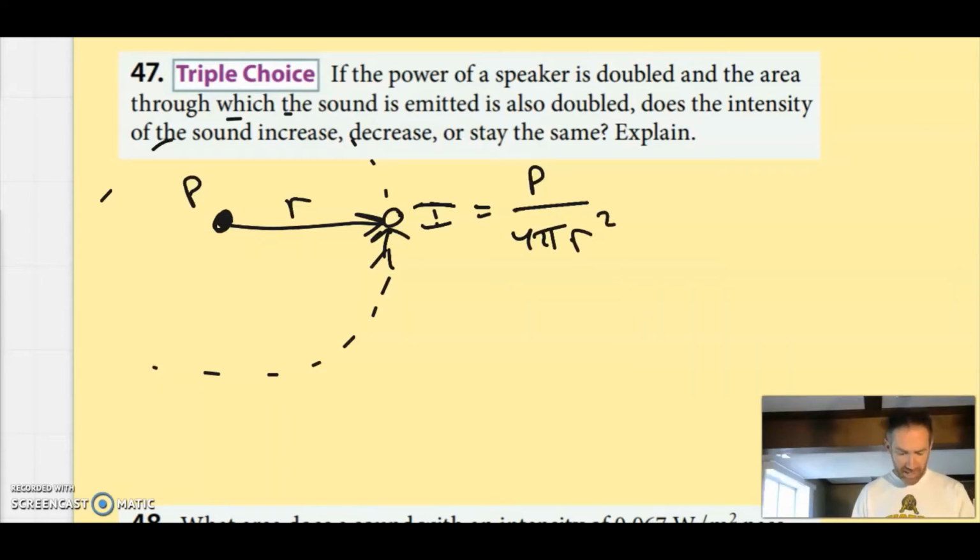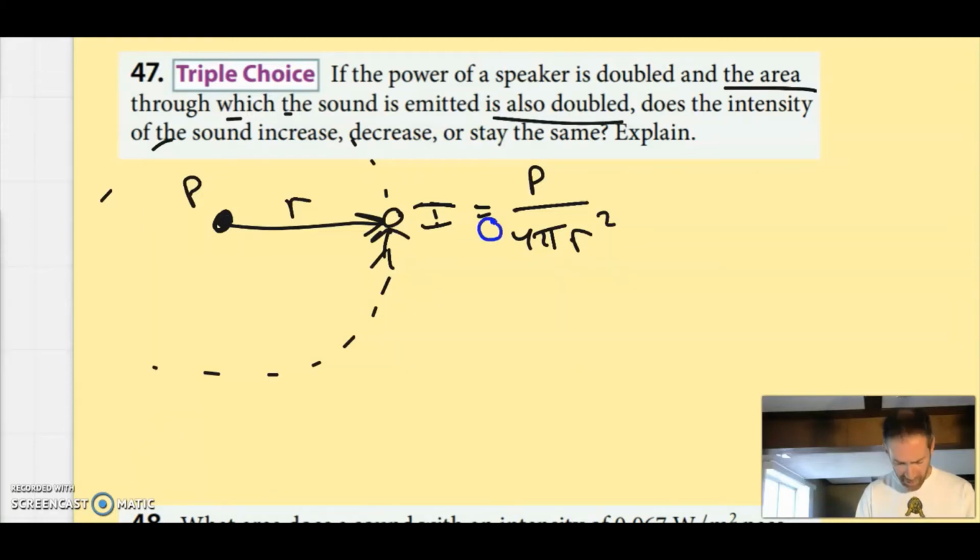Now you go to a place where the area is doubled. And so that's not twice as far away. That's square root of 2 times as far away, because I want a sphere whose area is twice as big. And so that's going to be like 1.4 times as far.